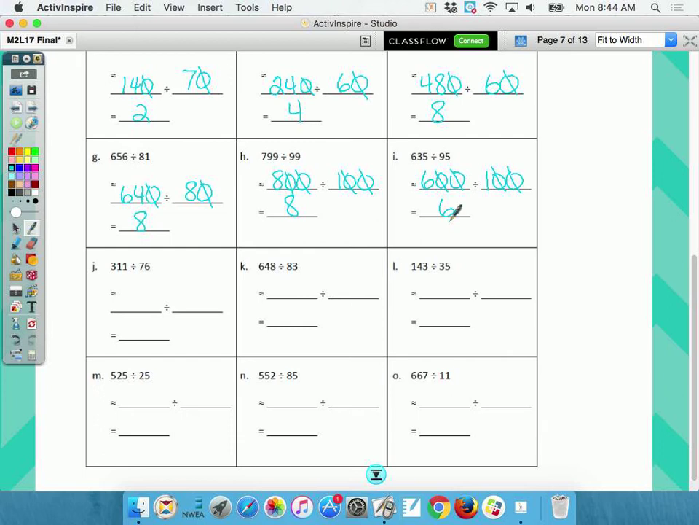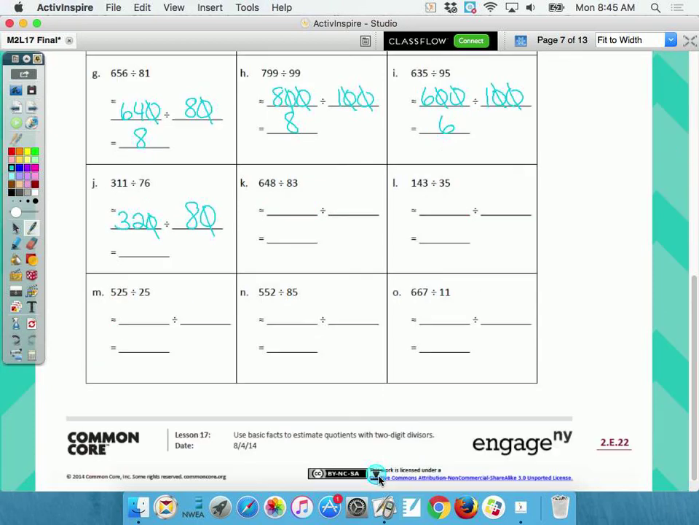All right, so 76 rounds to 80. 320. 8 does not go into 31. 24. 320. We can go up, can't we? 32 is closer than 24, so I'm going to choose 32. Okay, 32 divided by 8. 4.